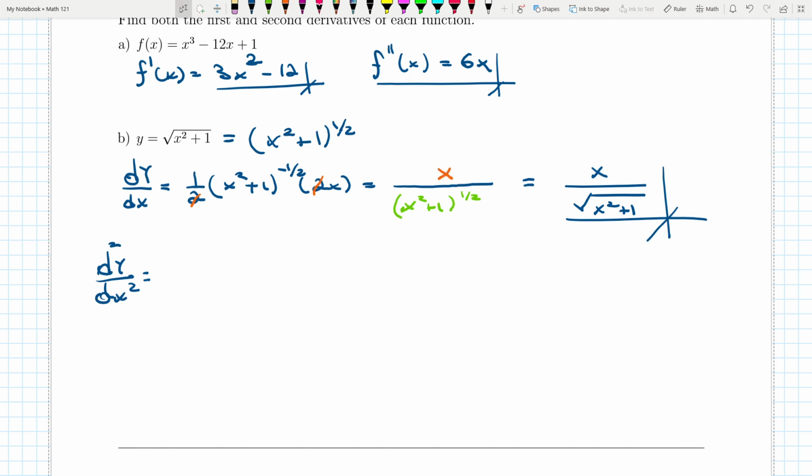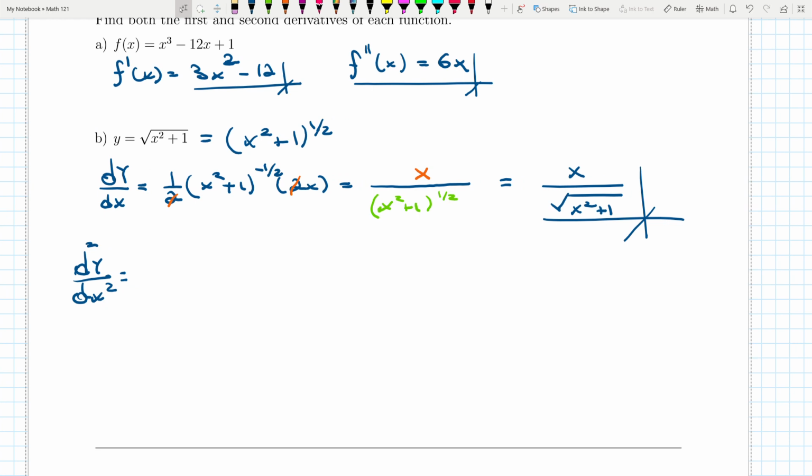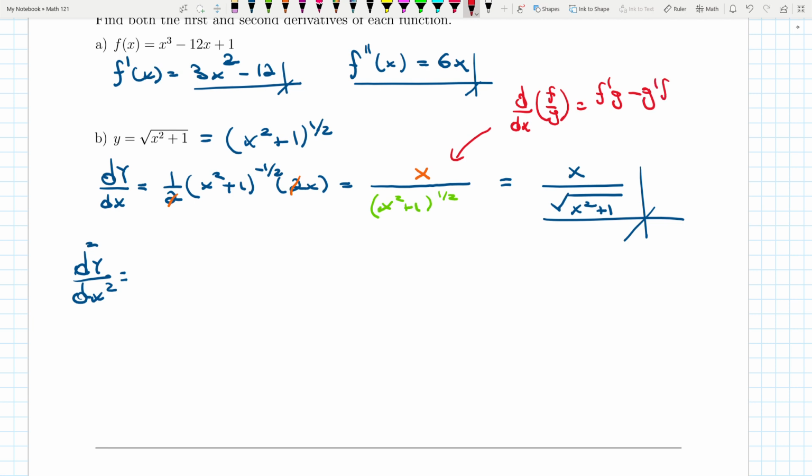Alright, so to find the second derivative, recall, in this case we're going to use the quotient rule. So recall that the quotient rule, the derivative of a quotient of f over g is f prime g minus g prime f, the whole thing divided by g squared. That is the derivative of the numerator times the denominator without differentiating minus the derivative of the denominator times the numerator without differentiating, the whole thing divided by the denominator squared. Alright, so let's go ahead and do that.